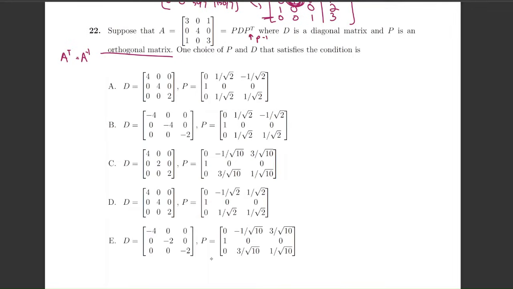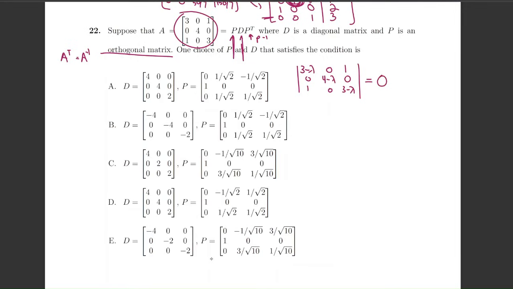That should look really familiar as the diagonalization, where you are going to diagonalize A, and that gives you the eigenvalues in this matrix and the eigenvectors in this matrix. So how to figure this out? First we should find the eigenvalues of A. So we take the determinant of A minus lambda I: 3 minus lambda, 0, 1, 0, 4 minus lambda, 0, 1, 0, 3 minus lambda. Set that equal to 0, and then solve for lambda.